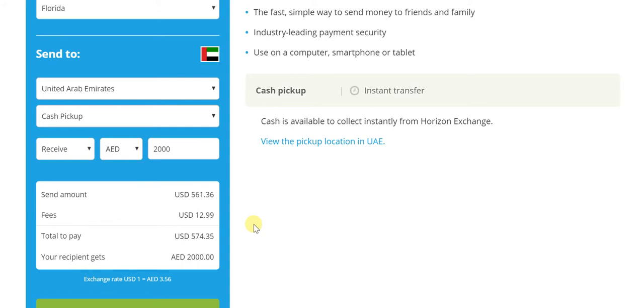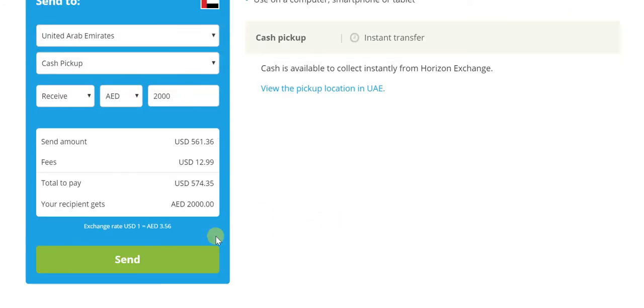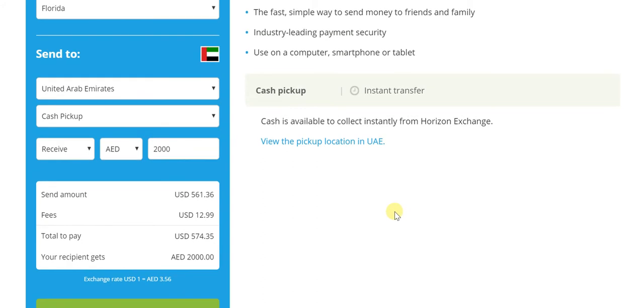And as far as cash pickup is concerned, cash is available to collect instantly. Which means as soon as you've completed this transfer process and actually have clicked here on send to go through the process yourself, the cash would be available for the recipient to pick up in the UAE.